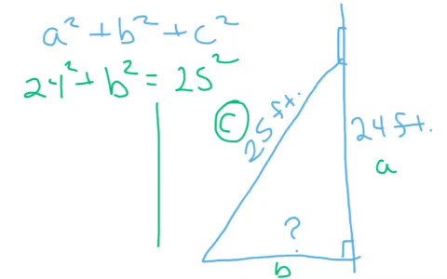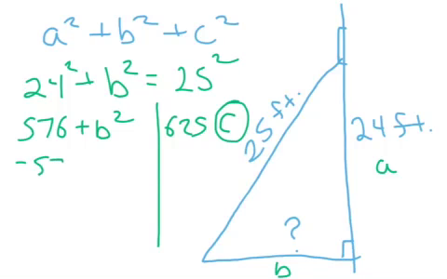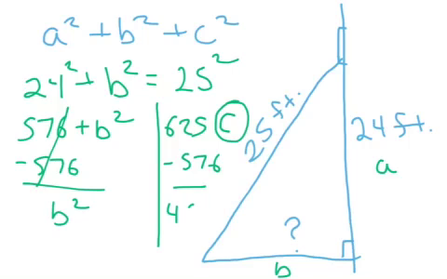24 squared is 576 plus b squared equals 625. We're going to subtract 576 from both sides. Remember, these cancel, and we get b squared equals 49. We're going to take the square root of both sides, and we get that b is equal to 7. So this means that we would need to place our ladder 7 feet away from the base of the house.